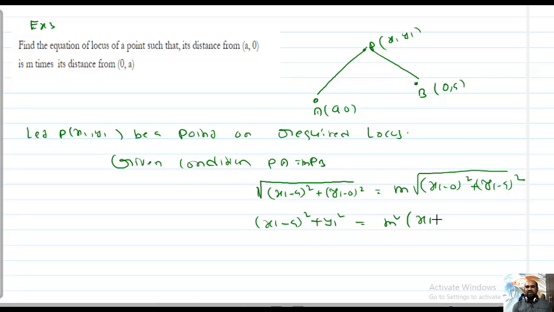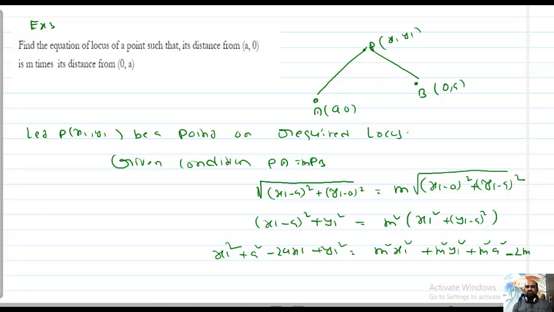of x1 square plus (y1 minus a) whole square. Now we need to simplify this. x1 square plus a square minus 2a x1 plus y1 square equal to m square x1 square plus m square y1 square plus m square a square minus 2m y1 a.